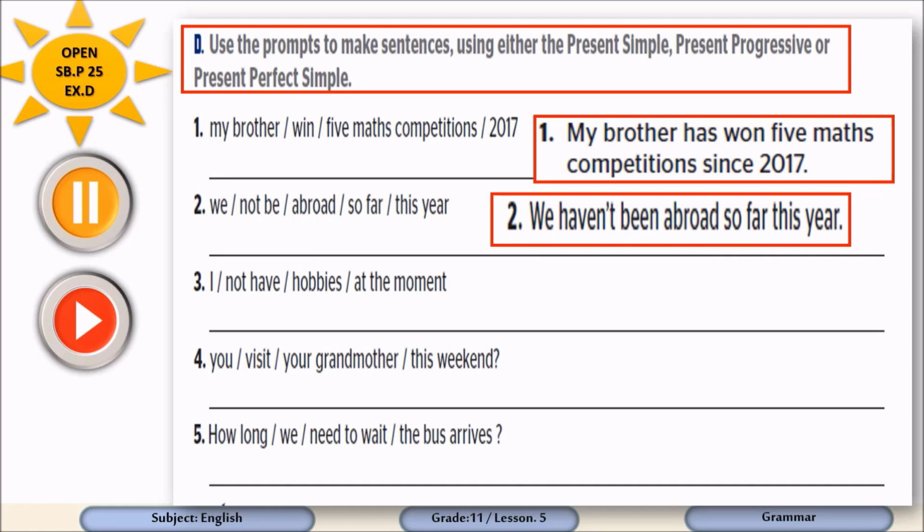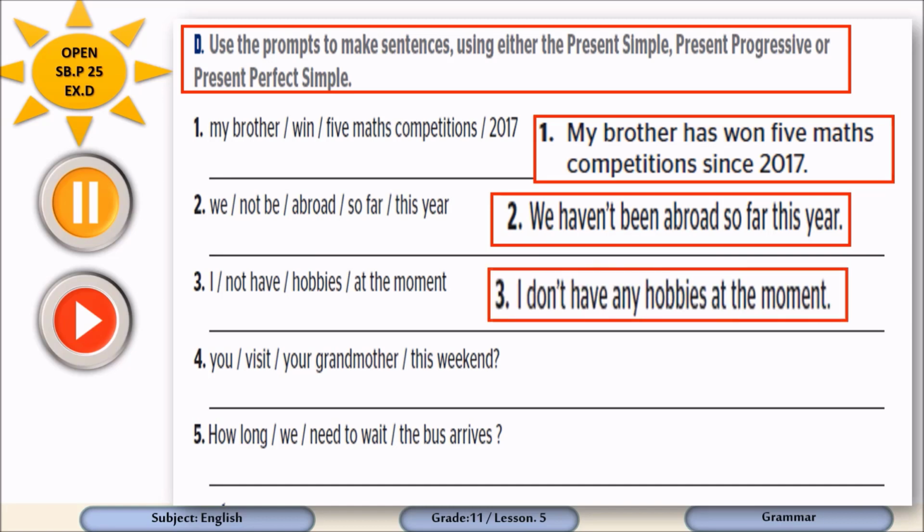Number 3, I not have hobbies at the moment. The answer is I don't have any hobbies at the moment. Although we have a keyword at the moment that may indicate the present progressive, we use the present simple because the sentence indicates a personal fact. This person doesn't have any hobbies now.